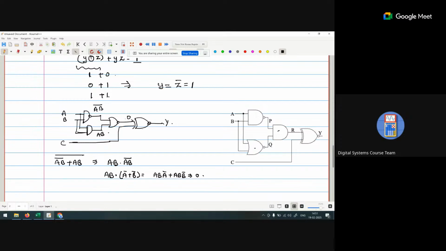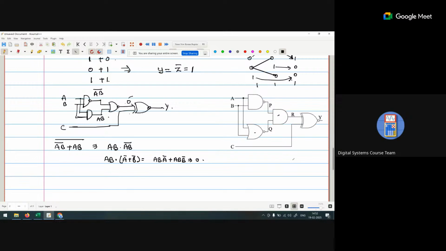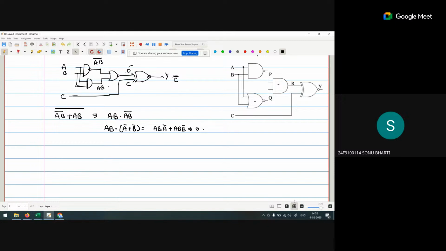So in the XNOR gate, what is the output? If the inputs are A, B, the truth table is 0 0 gives 1, 0 1 gives 0, 1 0 gives 0, and 1 1 gives 1. If any of the inputs is 0, we are getting the complement as output. So this one is the 0, this one is the C, so what we are getting is C bar. Clear? Yes, sir.